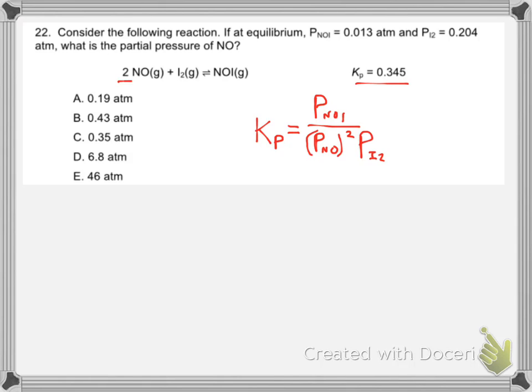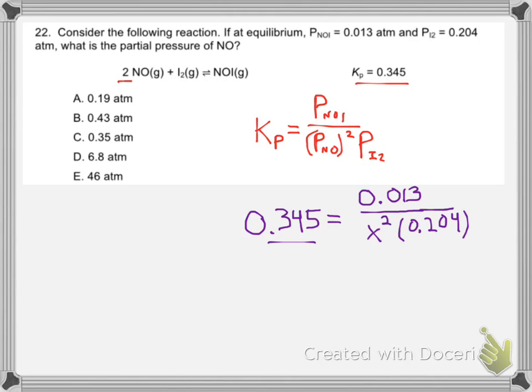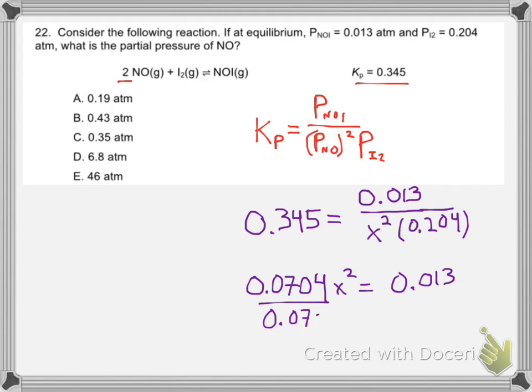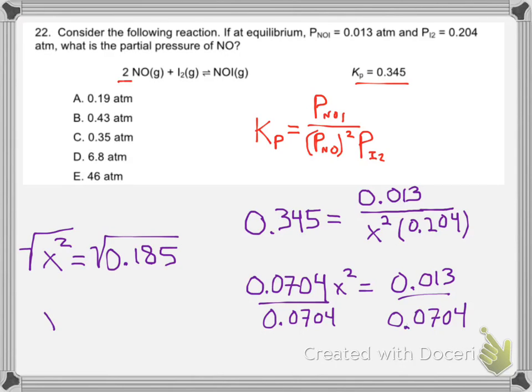So let's do just that. So here's our setup. We have our Kp here, and we have the 2 pressures that we know here. And we're trying to solve for the pressure of NO. Alright, so first thing we'll do is multiply this through. Now we'll divide both sides by 0.0704. Then we'll take the square root of both sides, and we'll end up getting that x is equal to 0.43. And remember, we were solving directly for the pressure of nitric oxide here. So it is choice B.